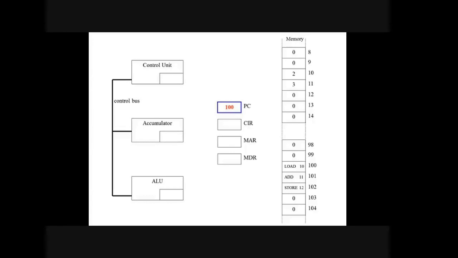To begin with, the program counter stores the address of the next instruction to be fetched. In this case, the first instruction, which you can see is in memory location 100. Before we can fetch the instruction from the RAM, that memory address has to be placed into the memory address register. Once this has happened, the contents of that memory address can then be loaded into the memory data register.